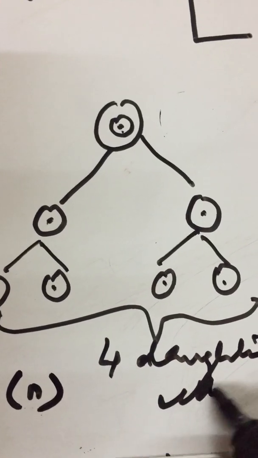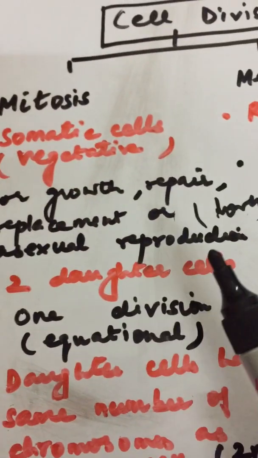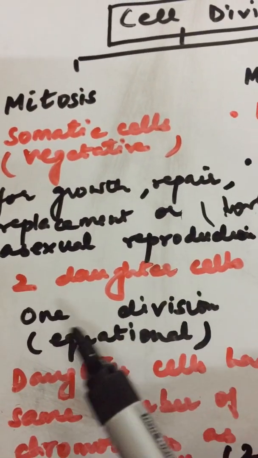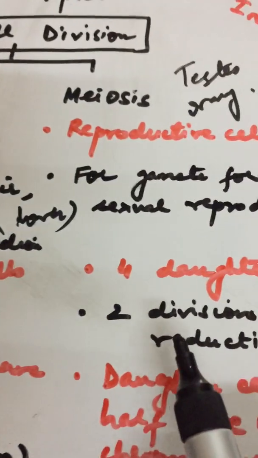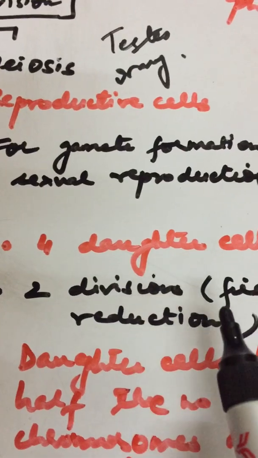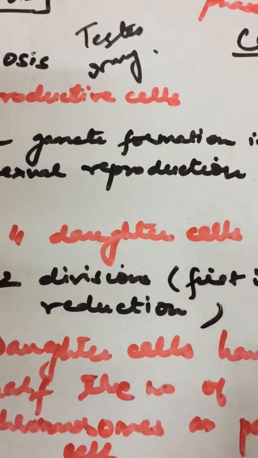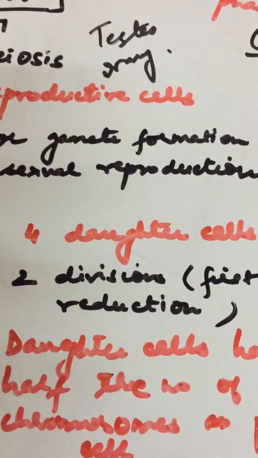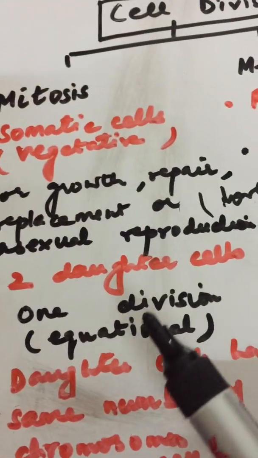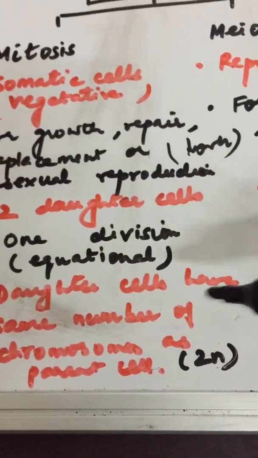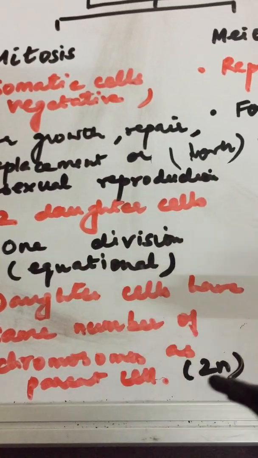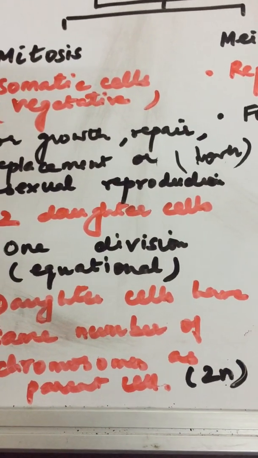So if we have to compare the number of daughter cells formed, mitosis consists of only one division in which two daughter cells are formed, whereas meiosis consists of two successive divisions in which four daughter cells are formed. Mitosis is called an equational division, which means daughter cells have same number of chromosomes as the parent cell.